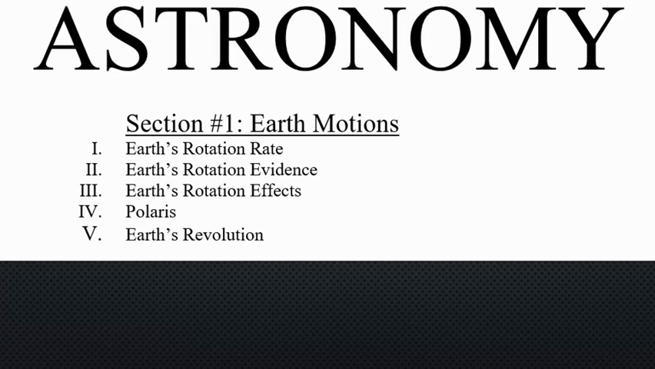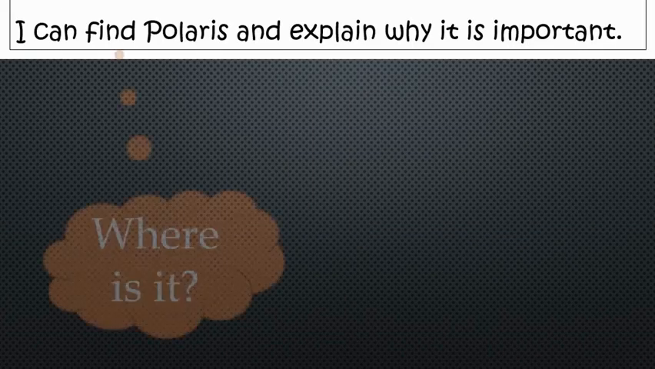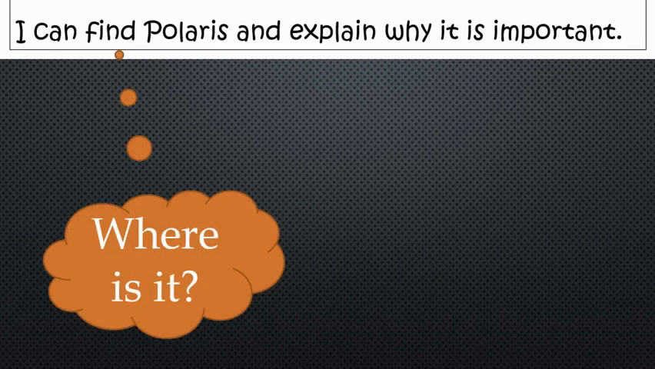All right, so we're in our astronomy unit, and we've already talked about the Earth's rotation. So now we're going to move on and talk about the star Polaris. So Polaris is a specific star, and we're going to be on page 17 of your notes of the yellow notebook. And Polaris is also known as the North Star. So when we talk about the North Star, we're talking about Polaris.